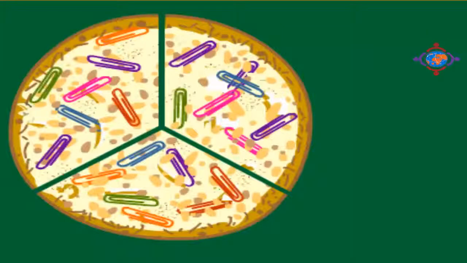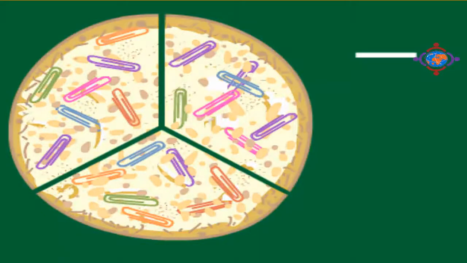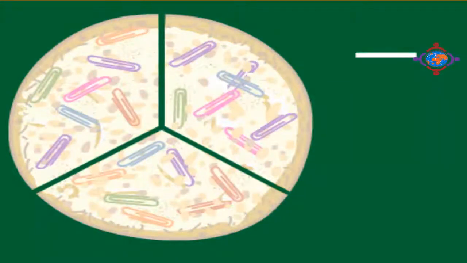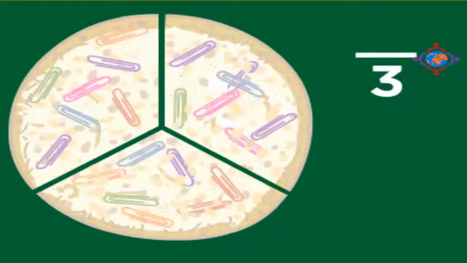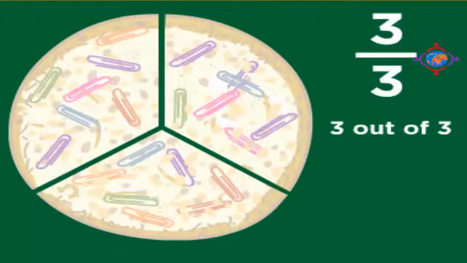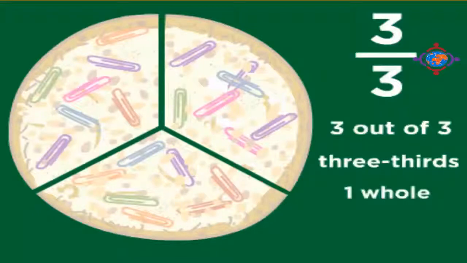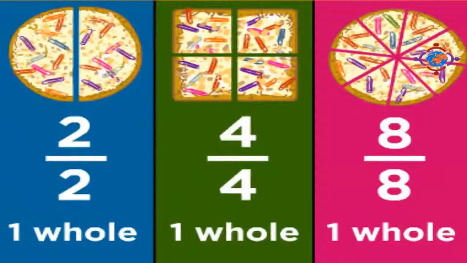What fraction of the pizza has paper clips? There are 3 equal slices, so the denominator is 3. All 3 slices have paper clips, so the numerator is 3. 3 out of the 3 slices, or 3/3 of the pizza have paper clips. The whole pizza has paper clips. If you count all the parts of a whole, you get 1 whole. You can use fractions to show 1 whole.